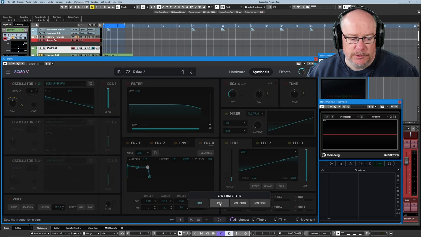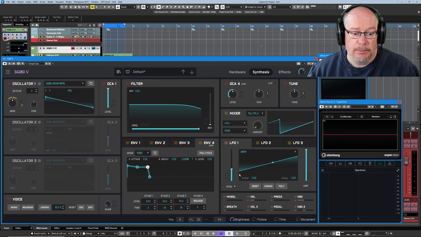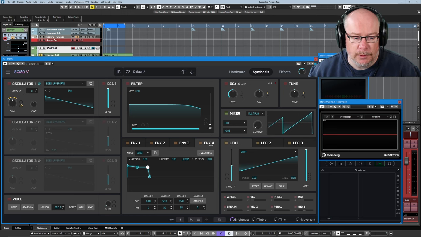If we come out of Hertz mode and switch to sync mode, it'll now be linked to the host BPM, which is currently 90. And as you can see, we've got fractional increments thereof. So if I set that to 1, it's basically going to take an entire bar to complete one period of the oscillator. Set it to half, it's going to speed up by double, obviously.